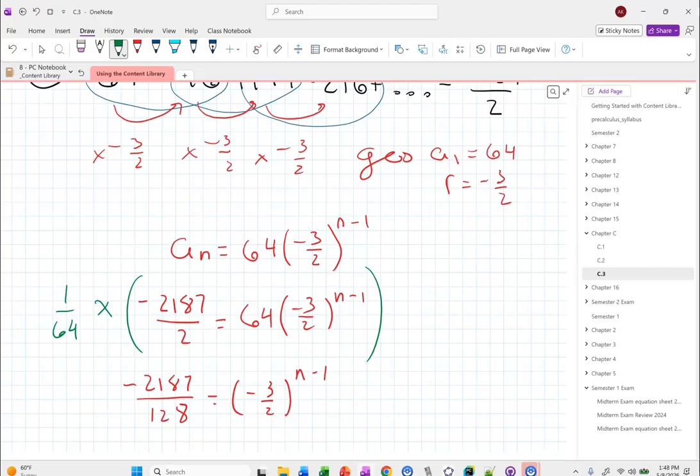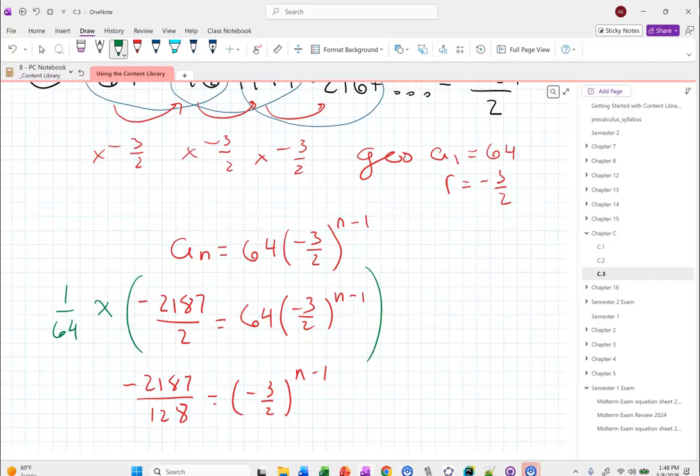Where's that n located? In the exponent. How do I get something out of the exponent or cancel out the base of the exponential? What do I use to do that? A logarithm. Very good. Which logarithm should I choose? Log base 3 over 2.